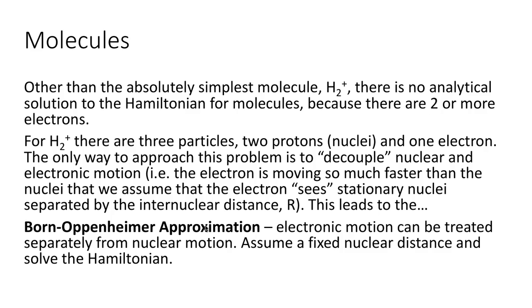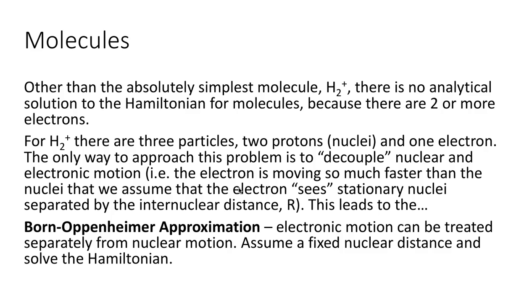But in order to solve H2 plus analytically, we first have to make an assumption, and it turns out it's a pretty good assumption. We have to decouple the motion of the nuclei, the actual vibrational motion, from the electronic motion. In other words, we're going to assume that the electron is moving so fast that it never really sees the nuclei move. It just sees stationary nuclei. And that's basically the Born-Oppenheimer approximation.